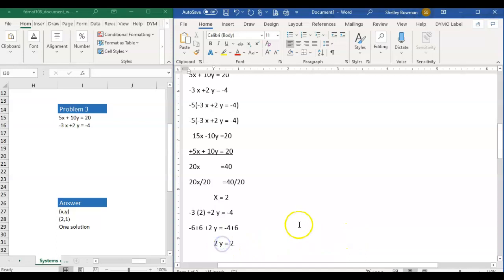Solve for y by dividing both sides by 2 here. And I get 2 divided by 2 is 1, or it just leaves me with y. And then 2 divided by 2 is 1. That gives us our answer there. So this is the elimination method, just my preference.